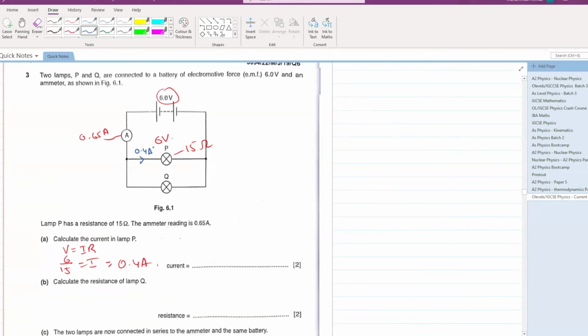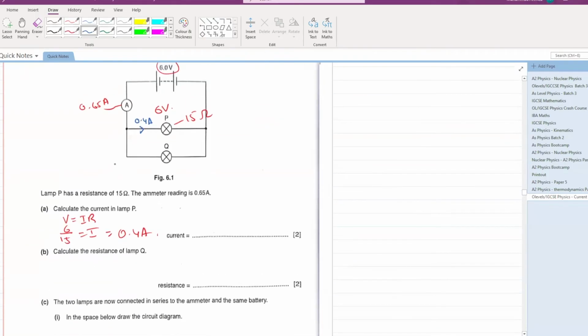Okay. What will be the resistance of lamp Q? First of all, let's see the current in lamp Q, that is 0.25 ampere. The voltage in lamp Q is 6 volts. Can we calculate the resistance here? 6 divided by 0.25. This comes out to be what? This is equals to 24 ohms as your resistance.